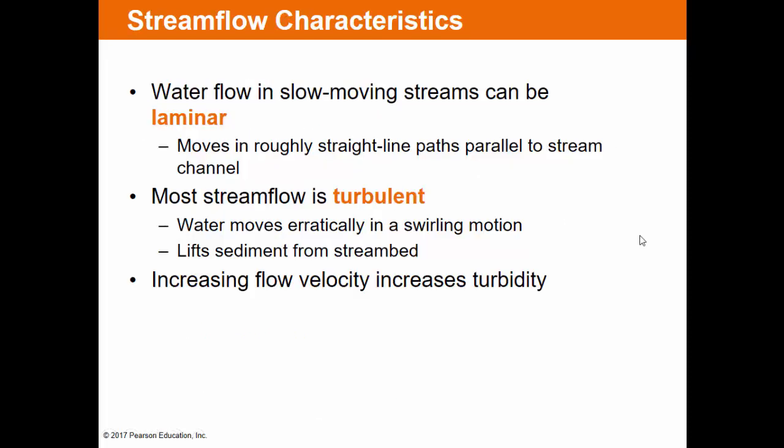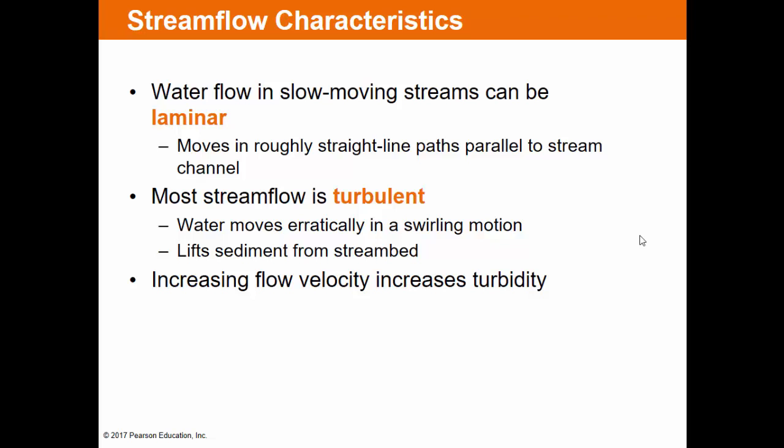So water can flow one of two different ways. It can be a laminar flow or it can be a turbulent flow. If you have water in a very slow-moving stream that's moving roughly in a straight line path parallel to the stream channel, that's going to be referred to as a laminar flow. But the large majority of streams flow in a turbulent flow where water moves erratically and sometimes in a swirling motion.